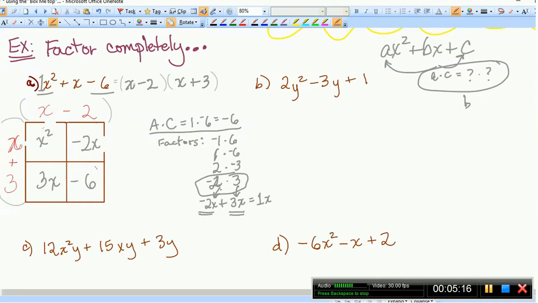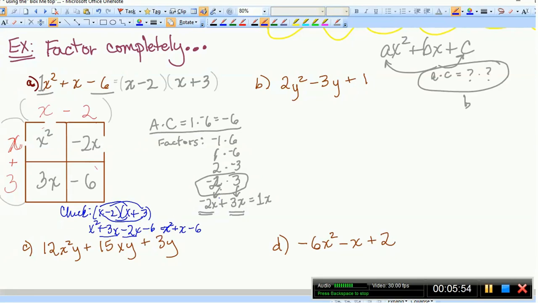Let's go ahead and check this by foiling it. Check x minus 2, x plus 3. F in FOIL is x squared, outer is plus 3x, inner is minus 2x, and last is negative 6. Combine your two center terms, 3 minus 2, so that makes plus x, and then minus 6, so it checks. This box method is priceless, you guys.